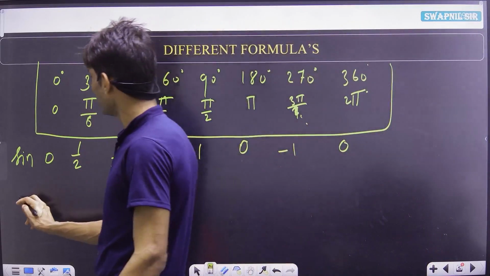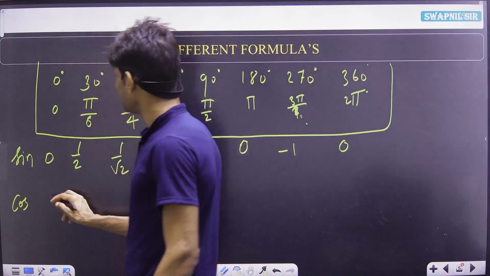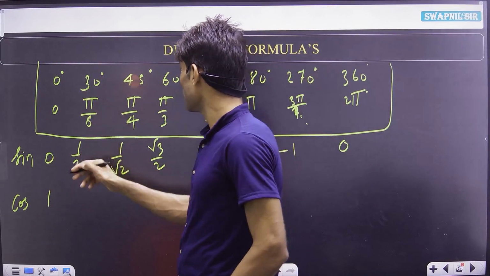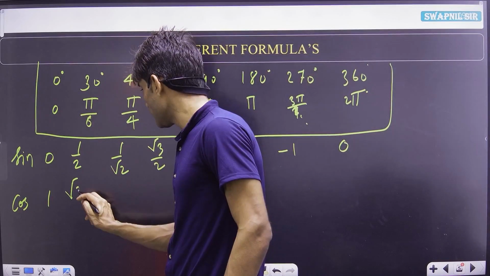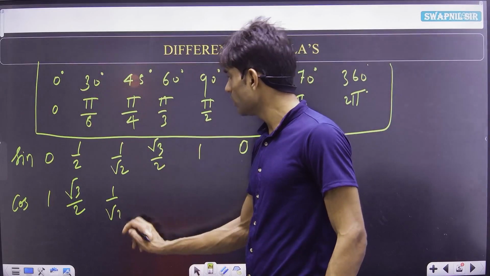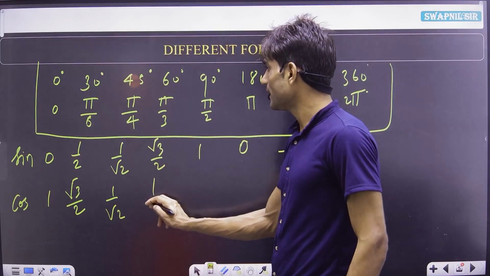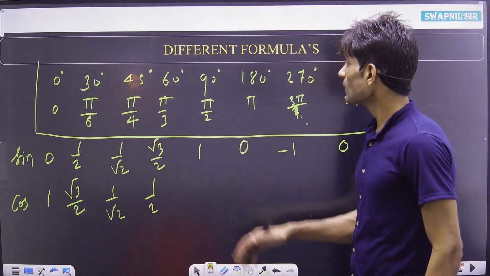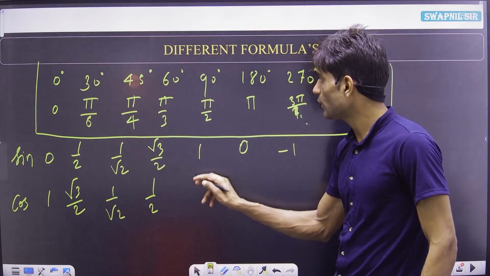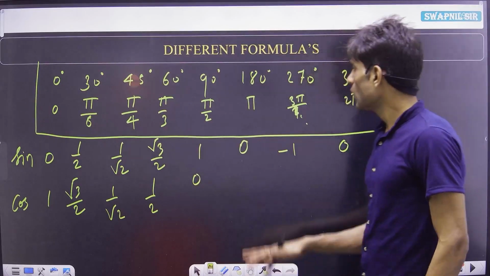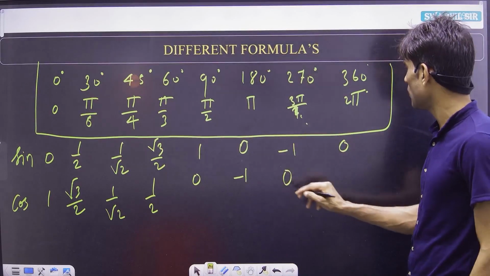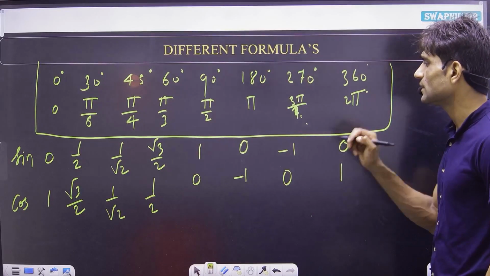Similarly, for cos of 0 we know that it is 1. Cos 30 or pi by 6 is root 3 by 2. Cos 45 degree is 1 by root 2. Cos 60 degree we write as 1 by 2. Cos 90 degree, which is pi by 2, is 0. Cos 180 degree gives us minus 1. Cos 270 degree is 0. Cos 360 degree gives us 1.